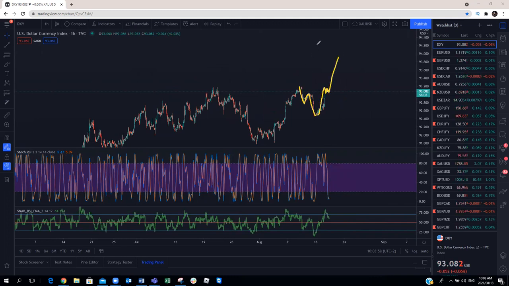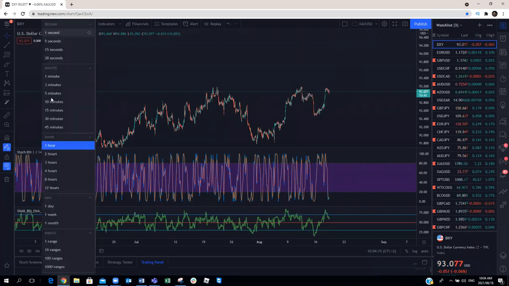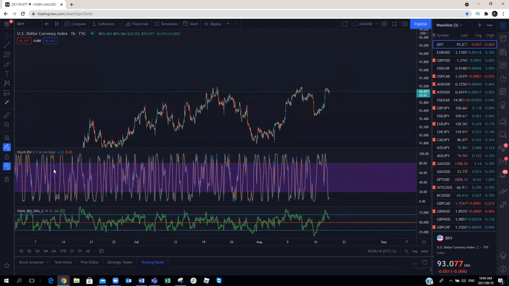Let's just have a look at the whole structure to see how the wave 5 is going to complete. We've got this set up here on the 1 hour. We're sitting at the bottom. We're still above 50, so we're still going to see the DXY push a little bit higher. So that means for the euro, we're still going to see a bit more downside. Okay, so let's have a look at the bigger structure on the DXY on the 4 hour.